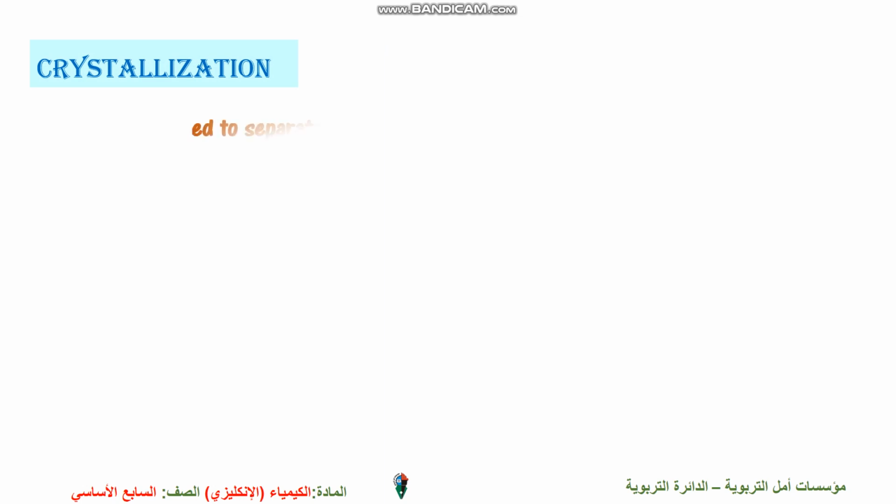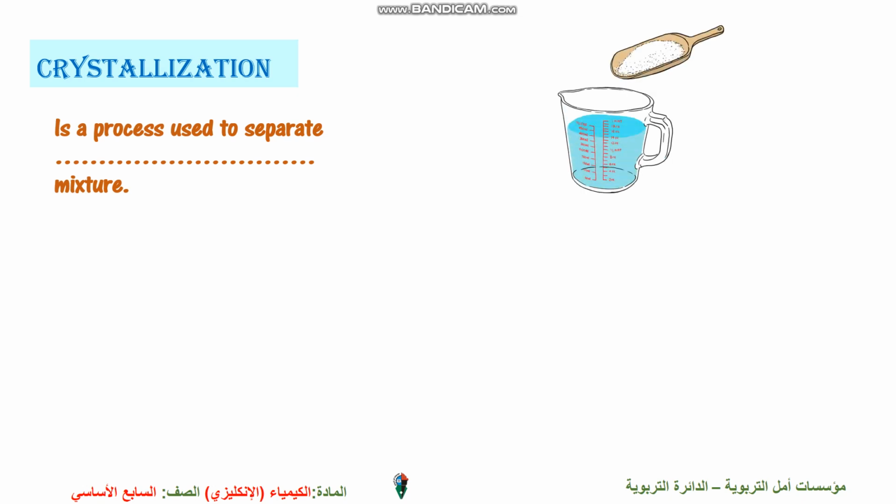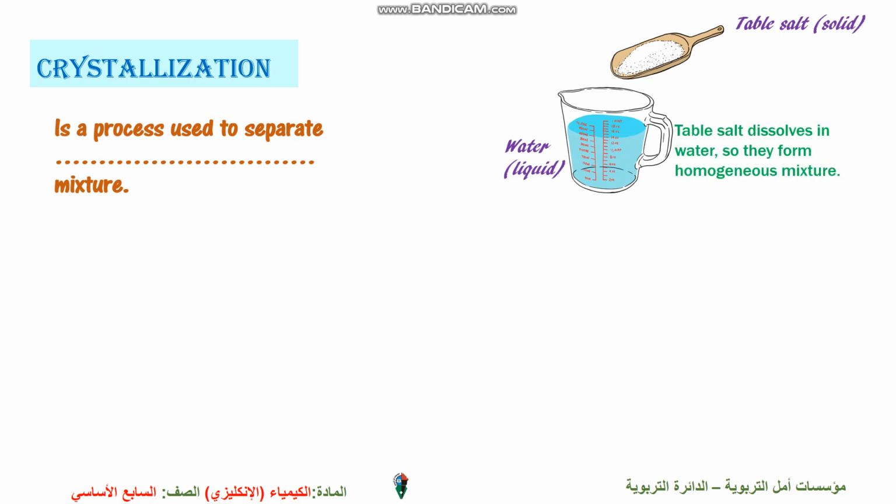So crystallization is a physical separation technique to separate a mixture. But which type of mixture? Let's take the example of table salt, which is a solid, with water, like the seawater. The table salt dissolves in water, so it's a homogeneous mixture. So crystallization separates a solid-liquid homogeneous mixture. How?